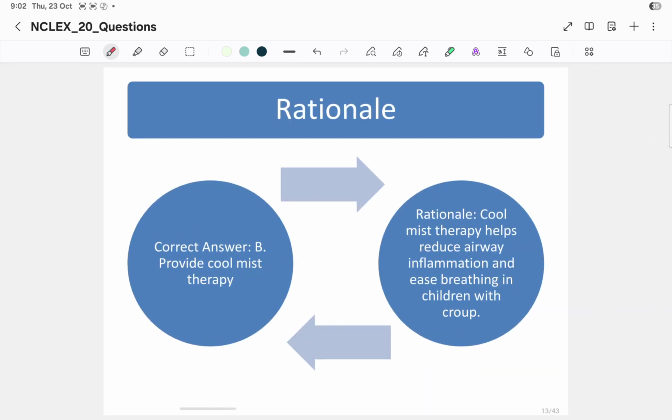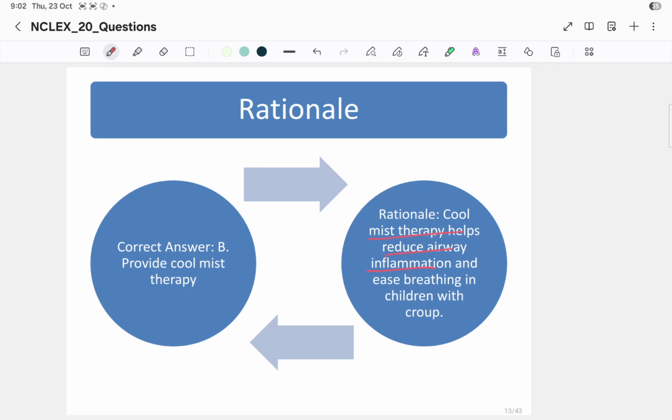Rationale: cool mist therapy helps reduce airway inflammation and ease breathing in children with croup. This cool mist therapy is given because it reduces the inflammation in the airways and makes the breathing easy in children with croup. Okay.